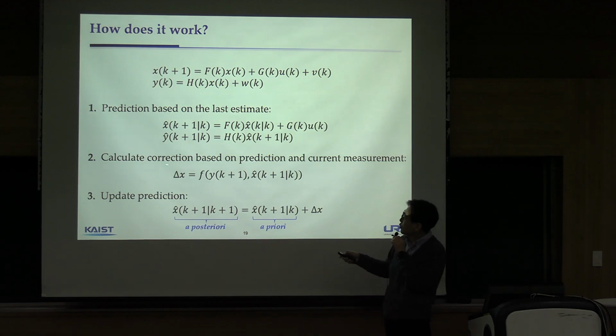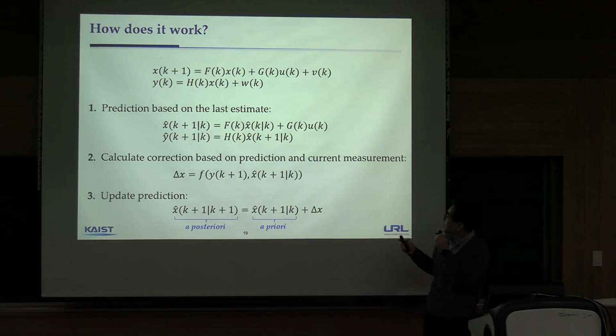Second, calculate correction based on the prediction and the current measurement. So this is the prediction x hat, and this is the actual measurement. So based on that, we can calculate delta x.